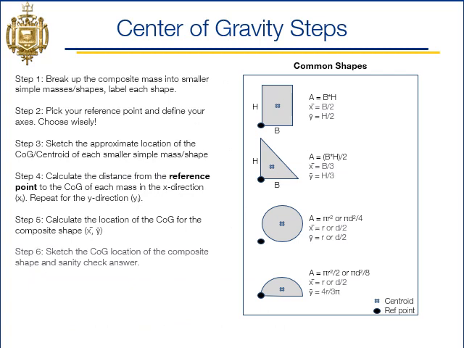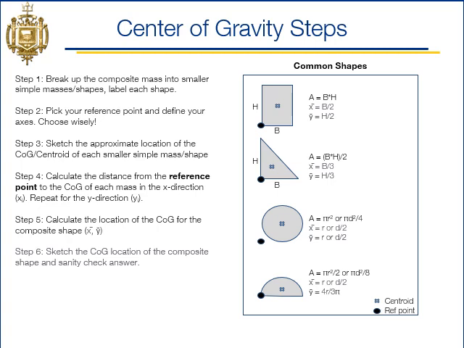All right, so center of gravity steps are very similar. Again, you can use this common shape chart here to the right. Center of gravity has one less step than the center of area, but essentially the same process. First, you're going to break the composite mass into smaller, simple masses or shapes, and then you're going to label each one of those. Step 2, very important step, pick your reference point and define your axes. It says choose wisely, right? Because you could potentially choose a reference point that cancels some things out in your calculations. You might see that in some of the example videos. But it's very important you pick a reference point and you don't move that reference point.